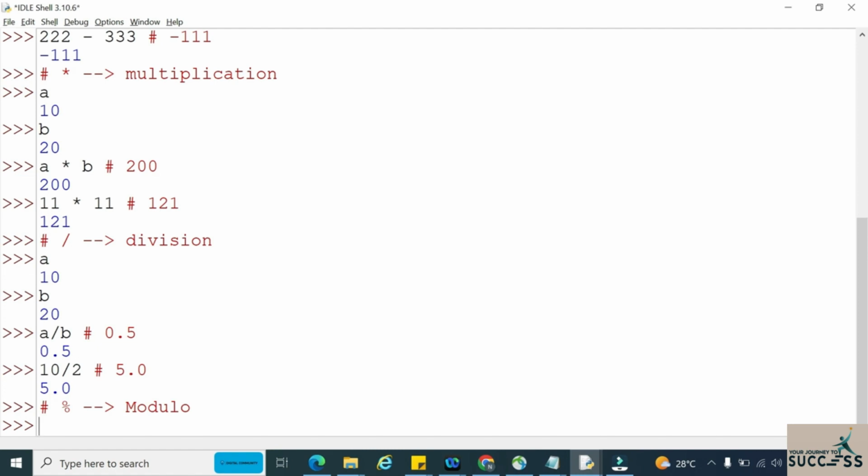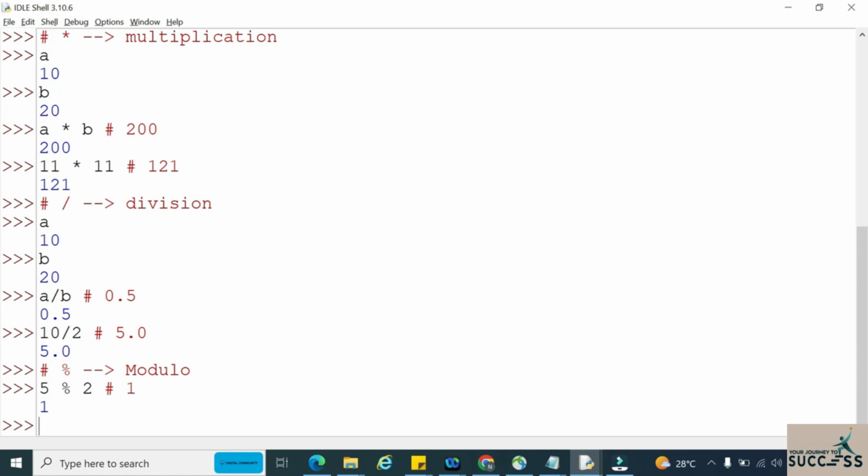Now if I divide 5 by 2, what is the remainder? Obviously 1, right? So how do we calculate the remainder between these two? By using this percent symbol we can calculate the remainder. So what is the remainder when I divide 5 by 2? Obviously 1. In this way we can find the remainder by using the modulo operator.